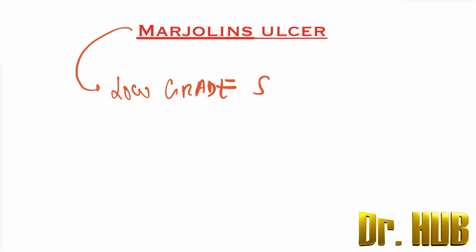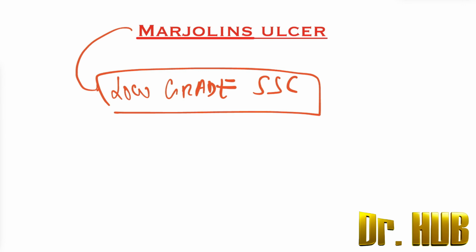Marjolin's ulcer. The Marjolin's ulcer is nothing but a low-grade squamous cell carcinoma, SCC. It arises from four structures.